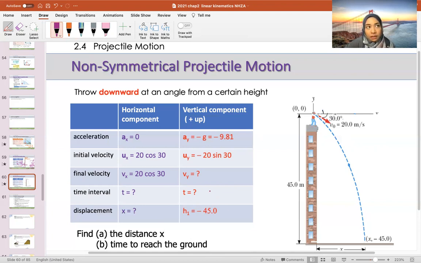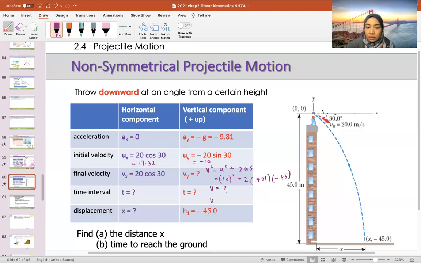V squared equals U squared plus 2AS. Kita solve for V. In this case, we don't know what the V is, but we know the U. It is minus 10. And this guy is 17.32. So this is minus 10 squared plus 2 times minus 9.81, our S is minus 45. It's basically the same thing except that your values are slightly different. So you solve for V, what is V?